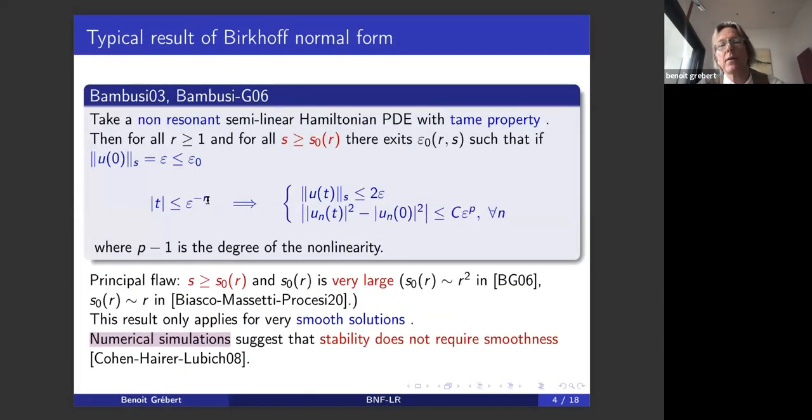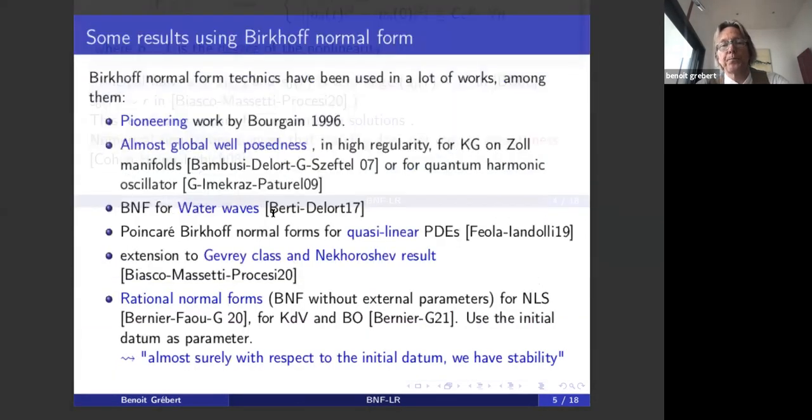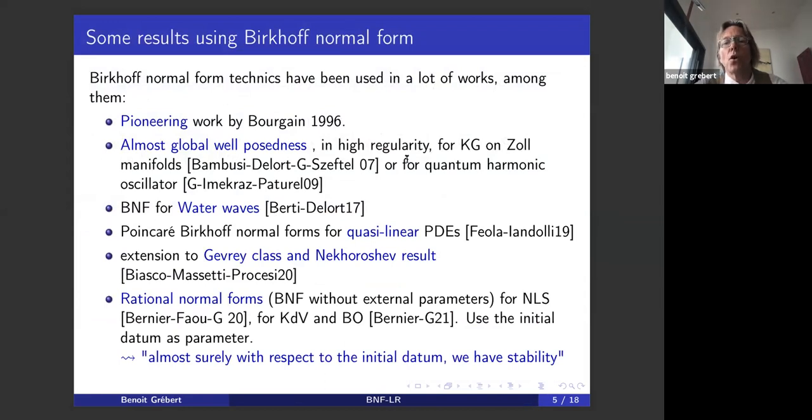It is the fact that sometimes you consider Hamiltonian PDEs for which you are not able to prove directly a global well-posedness, and this kind of result says that for very long time you actually have well-posedness. So that's the idea of almost global well-posedness in this context. Actually, with Dario Bambusi, Jean-Marc Delort and Jeremy Szeftel, we proved this kind of result for Klein-Gordon on Zoll manifolds. Then also for the quantum harmonic oscillator, this was with Rafik Imekraz and Eric Paturel.